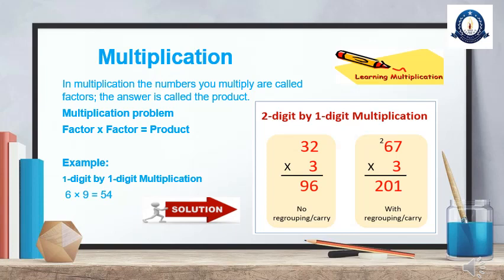Let's see example. First we will do example one digit by one digit multiplication. See, one digit 6, we are multiplying with one digit 9. 6 nines are 54. It's a simple question. Now we will see how we will do two digit by one digit multiplication. Look at here question. 32, two digits, and by one digit 3.